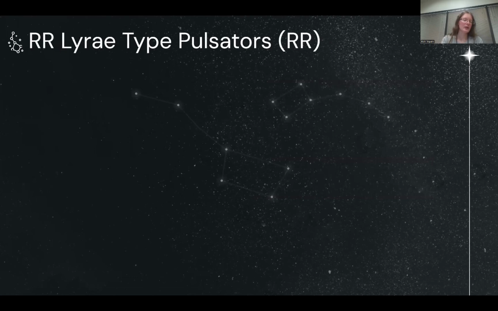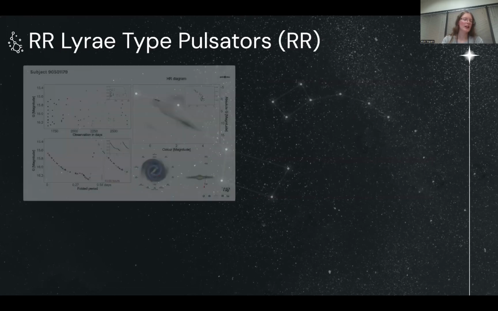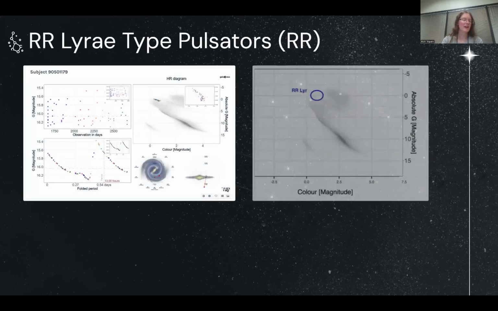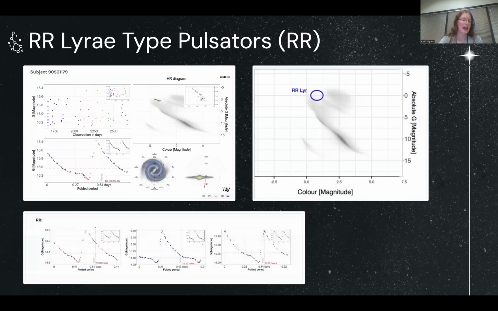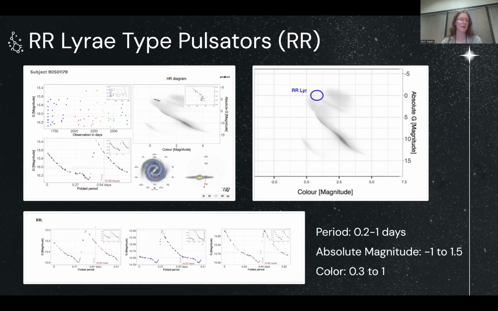Okay, next we worked to classify our Lyrae type pulsators, which are also pulsating variable stars. Our Lyrae type pulsators typically have a variability period of 0.2 to 1 days, an absolute magnitude range of -1 to 1.5, and a color value of 0.3 to 1.